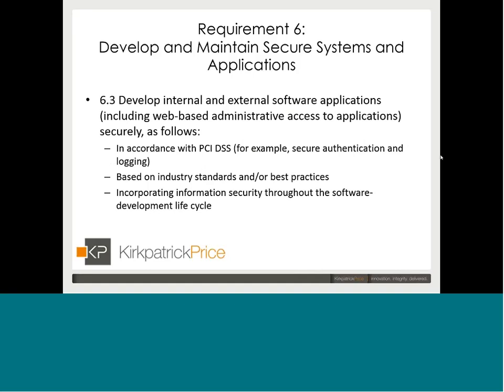Okay. Next is requirement 6.3, which requires companies to develop internal and external software applications, including web-based administrative access to applications, securely. Now, Steve, are there any guidelines on how to incorporate information security into your software development? Yeah, there are. There's some good white papers out there actually on this topic. SANS.org has some good reading material on this. If you were to just Google SANS and then put information security and software development, you'll get some really good information there.